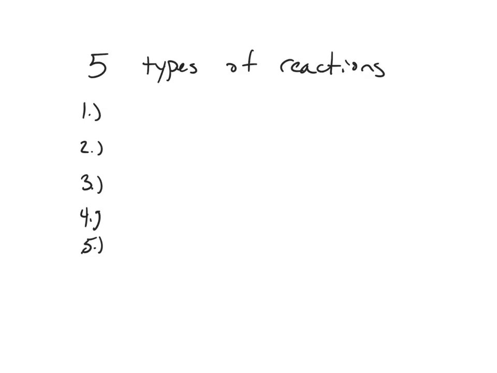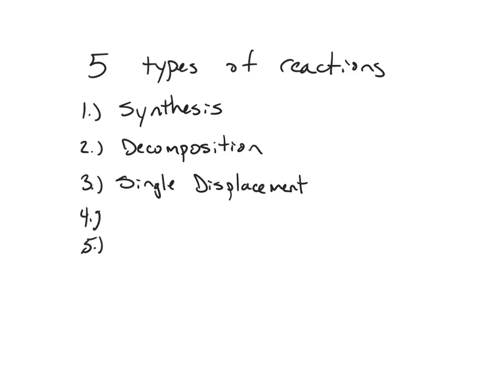The first one we're going to talk about is called synthesis. The second one is called decomposition. The third, single displacement. The fourth is called double displacement. And finally, everybody's favorite, the combustion reaction. I'm going to take you through all 5 types of reactions right now and give you an example of each. Hopefully by the end of this video lesson, you'll be able to identify the 5 different types and look for the clues to differentiate the 5 different types of reactions.